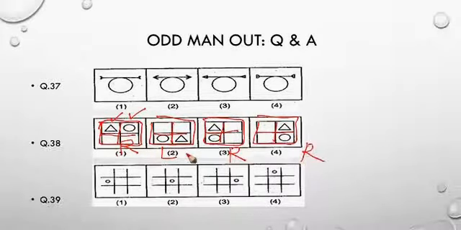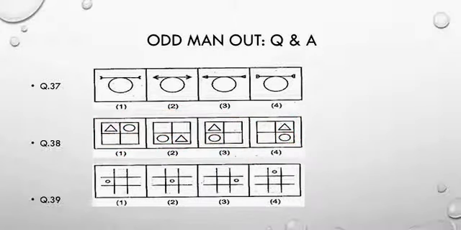So in case of problem figure 1, 3 and 4, the position of circle is on the right side of the triangle. So there is a similarity in these three problem figures, whereas problem figure 2 is standing out because the position of circle is on the left side of the triangle. So the answer for question number 38 is 2.